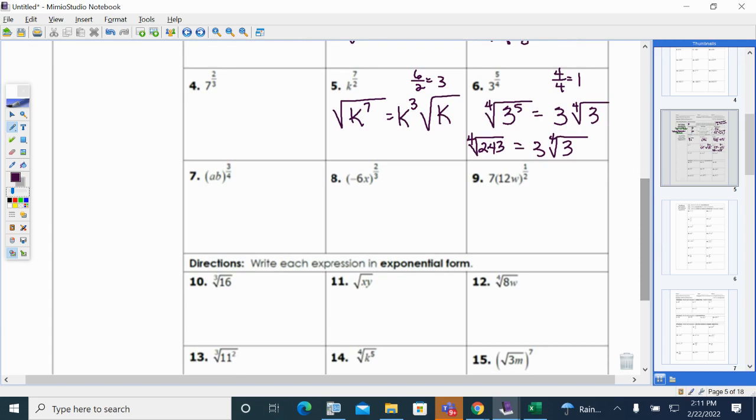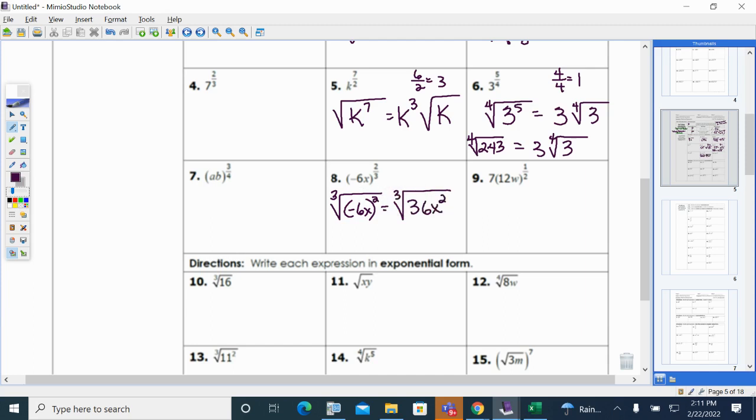Let's look at number 8. Number 8, we've got in parentheses a negative 6x, and that negative 6x is being raised to the 2/3 power. So the denominator, again, is your index. The negative 6x is the base, and it's being squared. So let's go ahead and square negative 6x, and we get 36x squared.